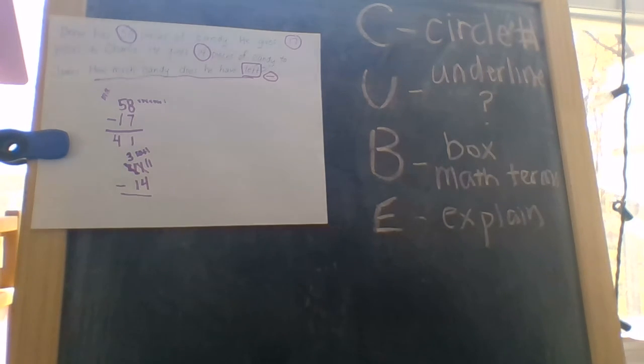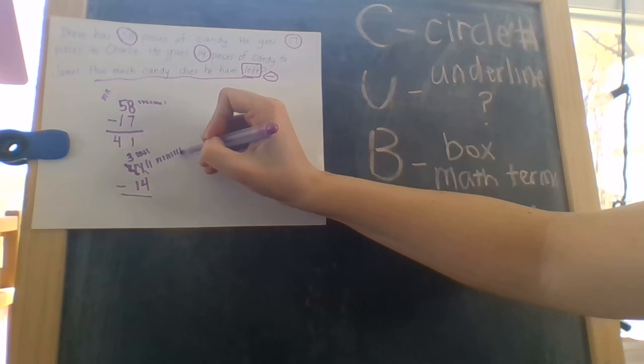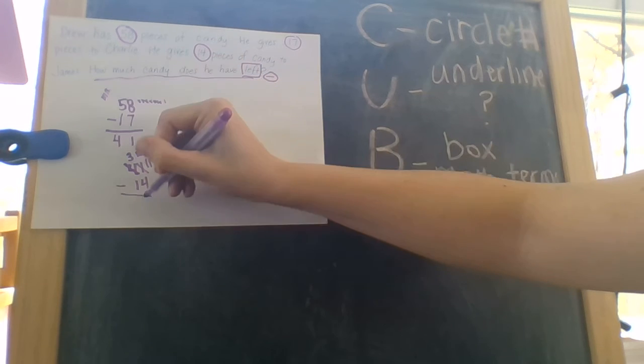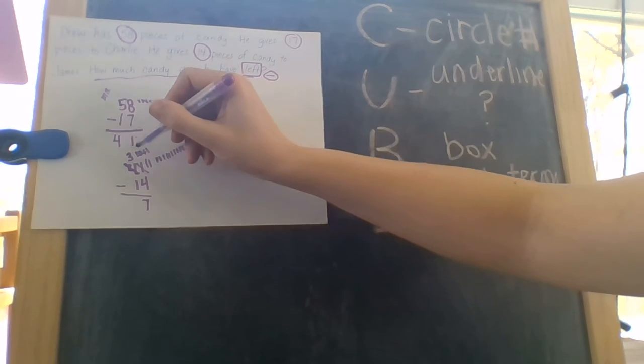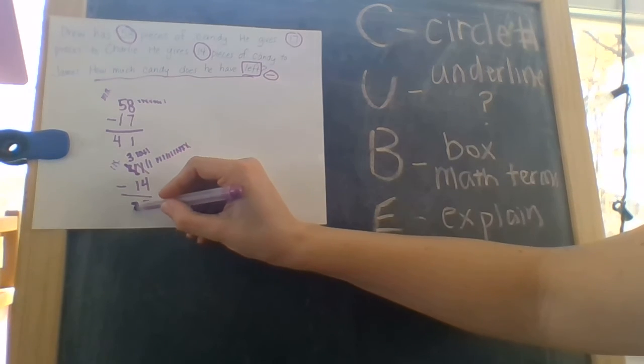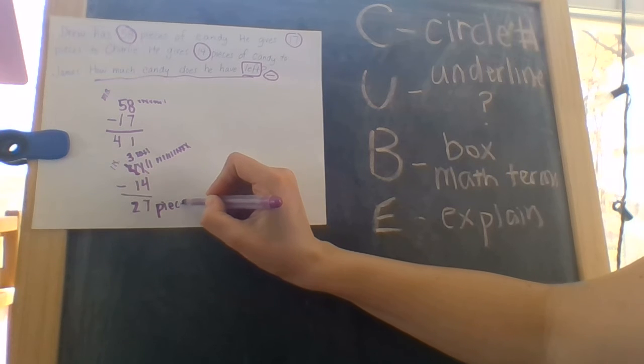Okay, 11 minus 4. 1, 2, 3, 4, 5, 6, 7, 8, 9, 10, 11. Minus 4, 1, 2, 3, 4. Leaves me with 7. Can't forget to do my tens place. 3 minus 1, 2. 27 pieces.